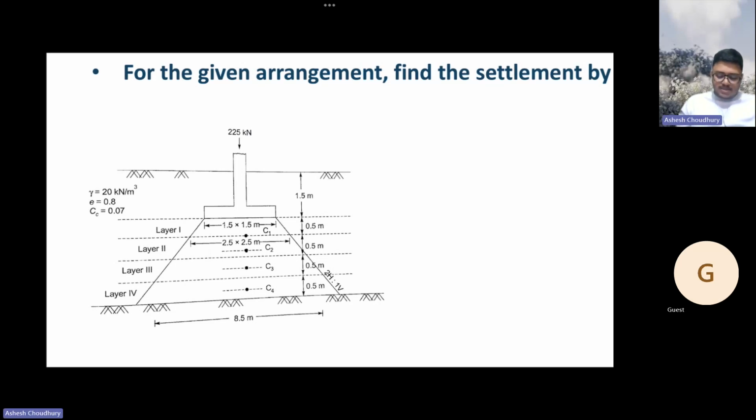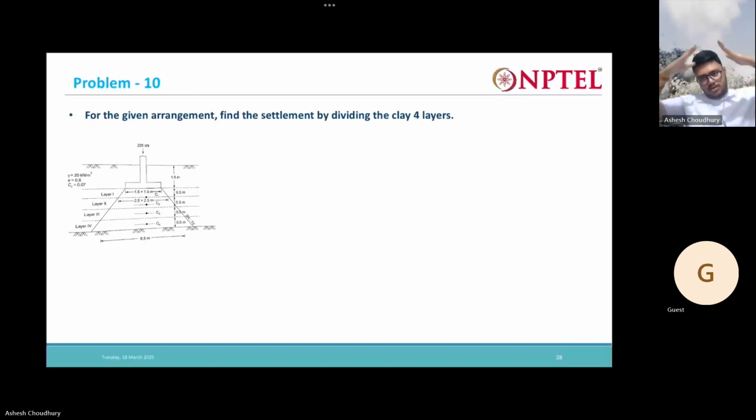So we consider that the load is spread by the footing into the layers in the 2 to 1 fashion, that is, 2 horizontal to 1 vertical. Okay, in that way the load is distributed.